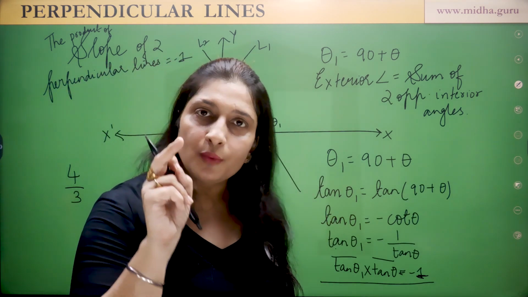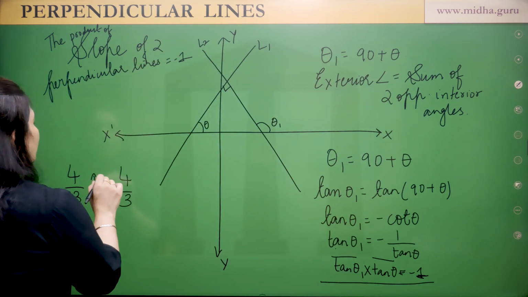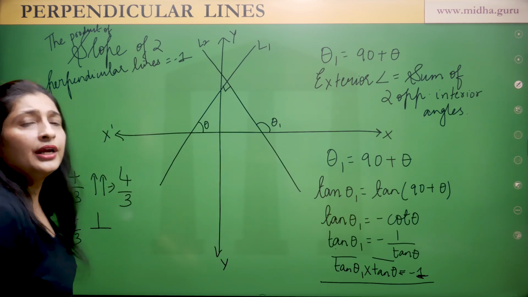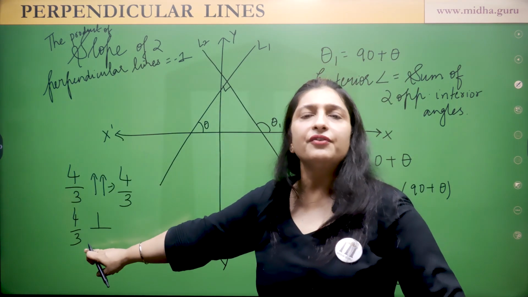So we know that the slopes are equal. So the slope of another line which is parallel to this line will be what? Yes, 4 by 3. And again, if the slope is 4 by 3 and the lines are perpendicular, tell me what will be the slope of the line which is perpendicular to this given line.